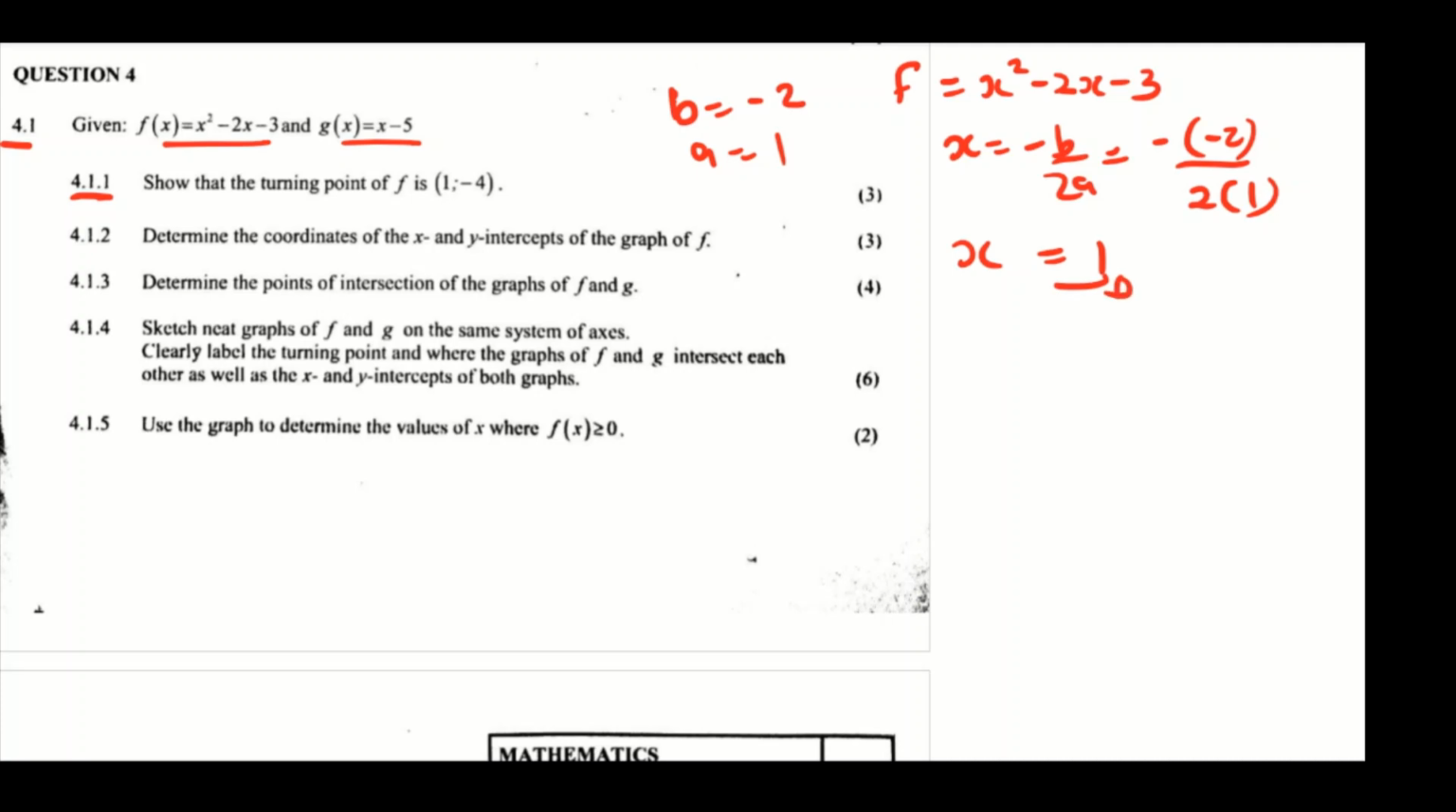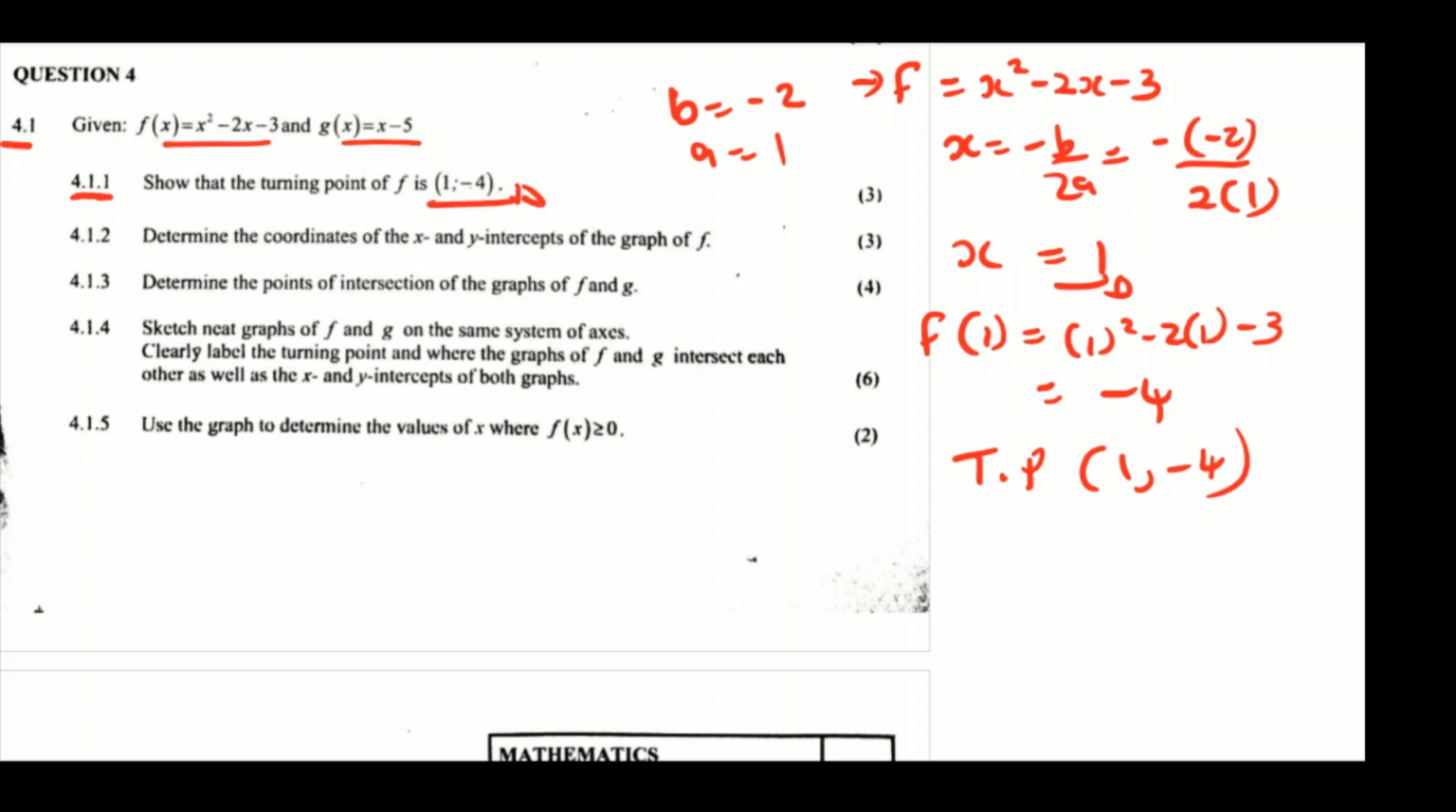And then I'm going to substitute that 1 into the original formula. So f of 1 is equal to 1 squared minus 2 into 1 minus 3. So you're going to get minus 4 as your answer. So your turning point is 1 and minus 4. Definitely what you were given here.